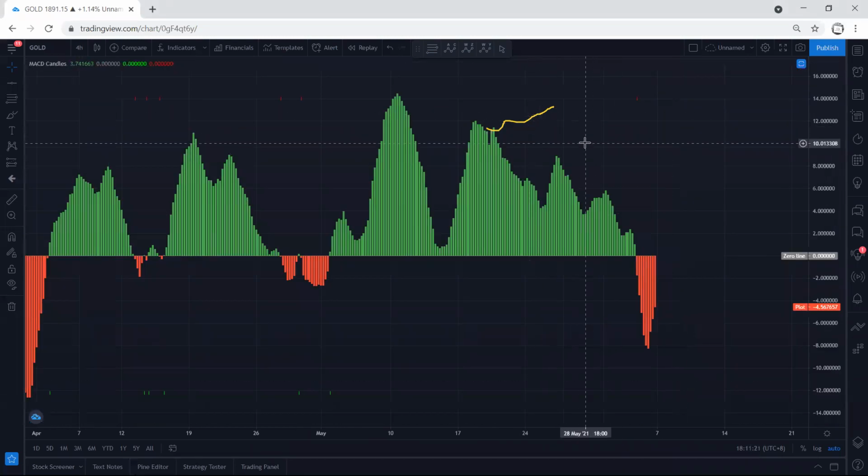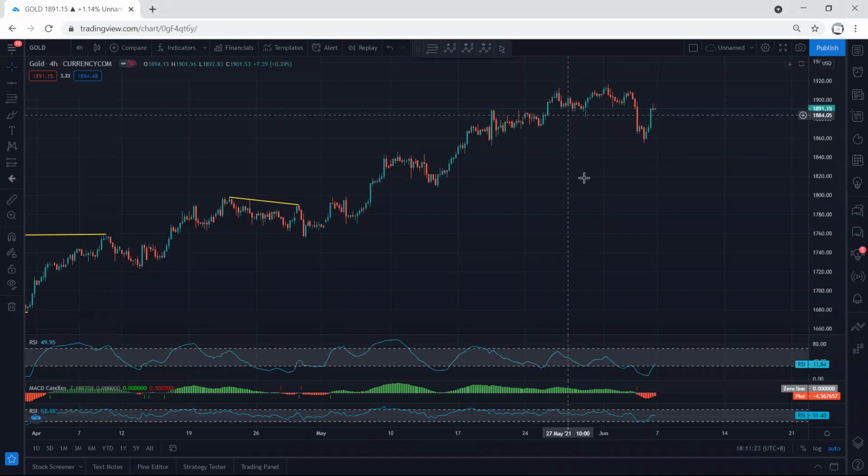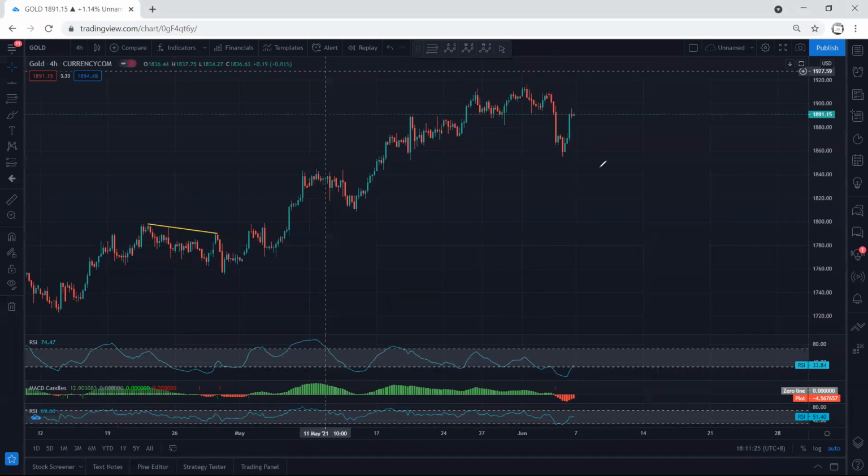I even pointed on the MACD. That's why I keep mentioning the price can drop. We need to be quite careful. And as we can see, the price dropped really sharply.